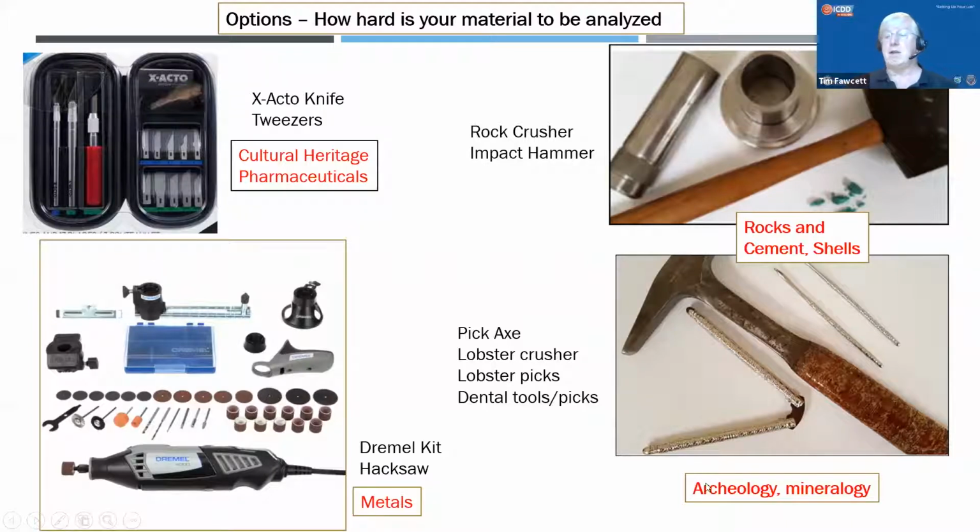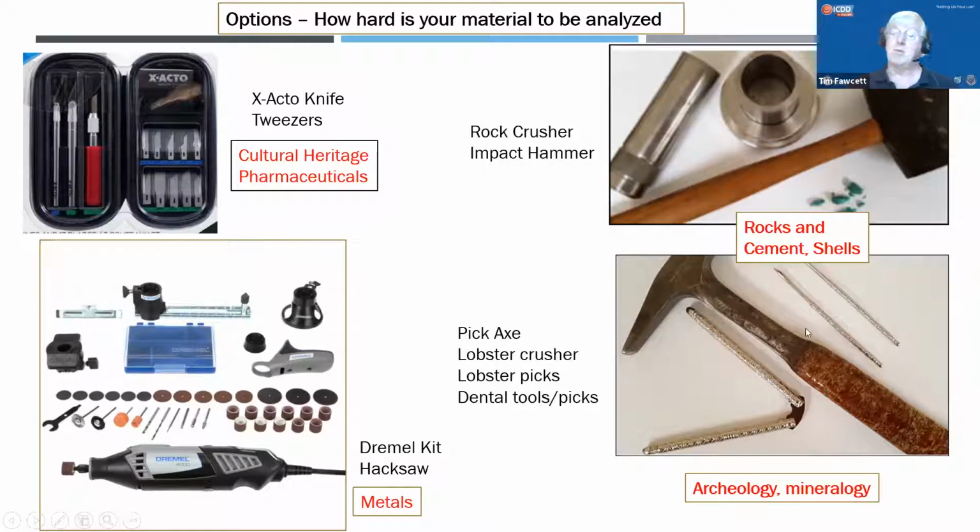Now, things that archaeologists and mineralogists also use is a pickaxe. I've also used things like lobster crushers, lobster picks, and dental tools. And that's because the lobster picks and dental tools are all hardened steel, fine picks. This helps you get a sample that you want that may be buried in a matrix. And recently I looked at an archaeological film and I laughed because the archaeologist was saying that he went to his dentist and asked the dentist for tools so that he'd have some fine picks to do his archaeological excavation work.